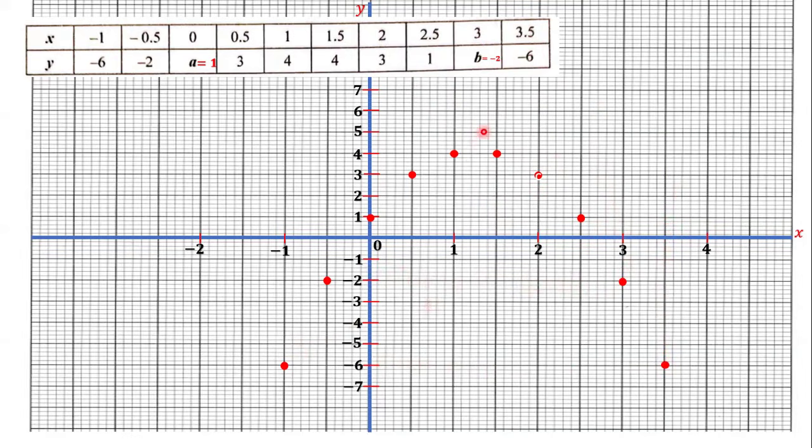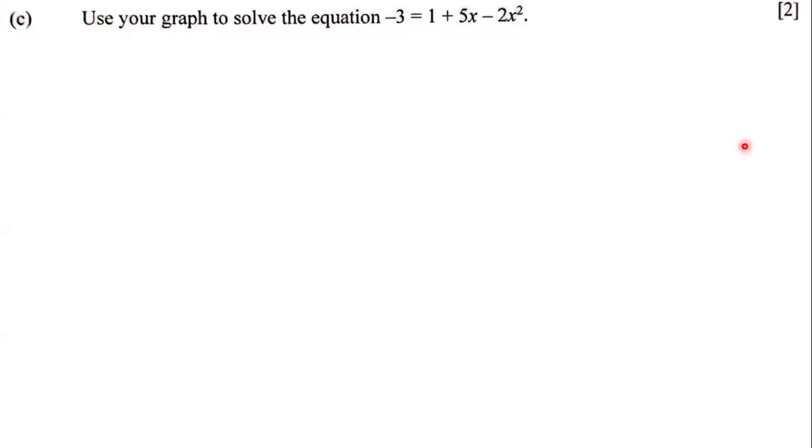Now that we have plotted the points, this is a curve. This is actually a parabola. And so we draw the parabola and we have to label it. And we label it y is equal to 1 plus 5x minus 2x squared. And so we finish with that part. Next, it says use your graph to solve the equation negative 3 is equal to 1 plus 5x minus 2x squared.